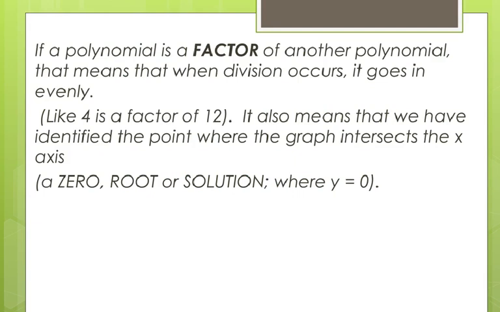If a polynomial is a factor of another polynomial, then that means that when you do a division, it goes in evenly. So for example, 4 is a factor of 12 because 4 times 3 is exactly equal to 12. It also means that we have identified the point where the graph intersects the x-axis, a zero, root, or a solution. So remember that when we have, say, a quadratic, there are 2 roots, or solutions, or zeros, and that's where it crosses the x-axis. And so what this division can help us do is find out where those locations occur. And that doesn't work just for quadratics, it'll work for all other polynomials, so this will be something helpful.